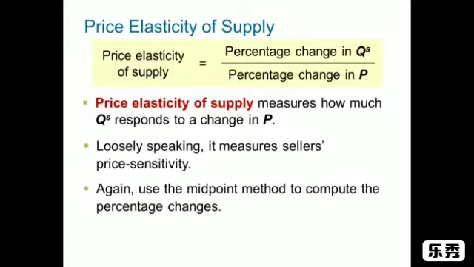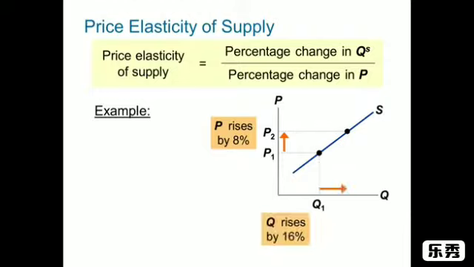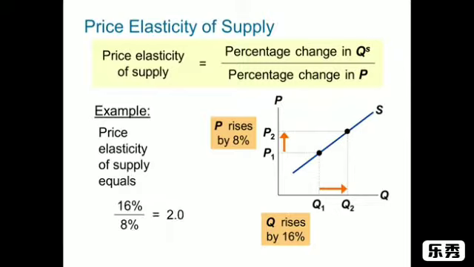We use the same method as before, the midpoint method, to calculate the price elasticity of supply. So for example, if price goes up by 8%, and as a result of that, quantity supplied goes up by 16%, then our elasticity of supply is 16% over 8%, which is 2.